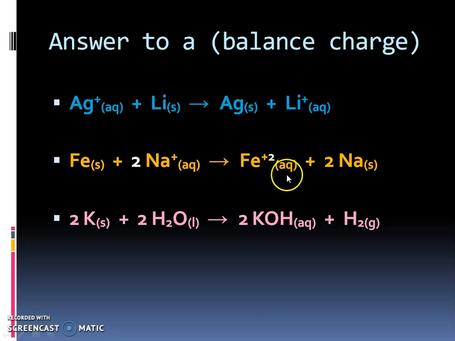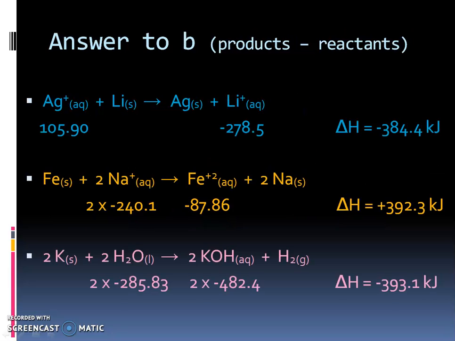So again, number 2 there is a little tricky, something a little different, right? We will go from Fe to Fe plus 2. So we want to make sure that we have 2 positives, and the only way we're going to get the 2 positives is from the Na to equal the 2 positives to the iron. Hopefully that makes sense. And B, again, your products minus reactants to give you your delta H value. Again, your delta H here are exothermic, but your middle guy here is endothermic.